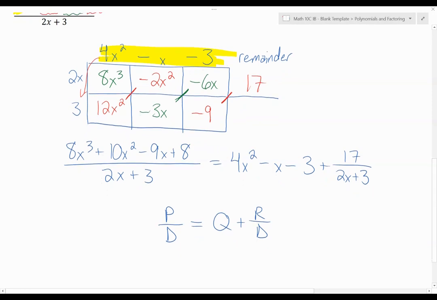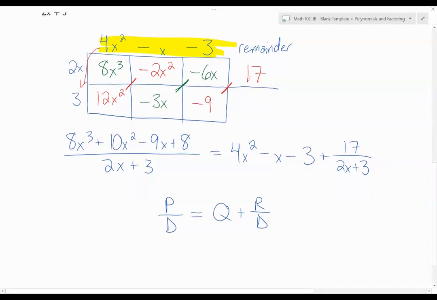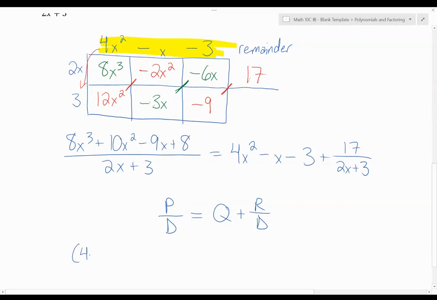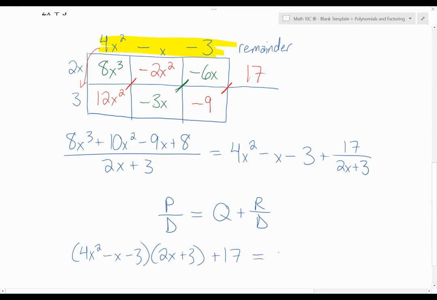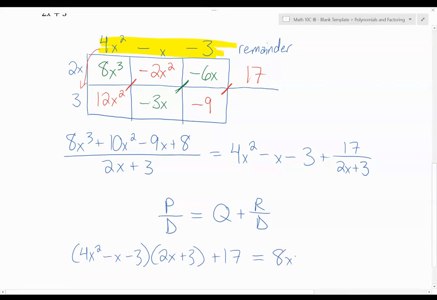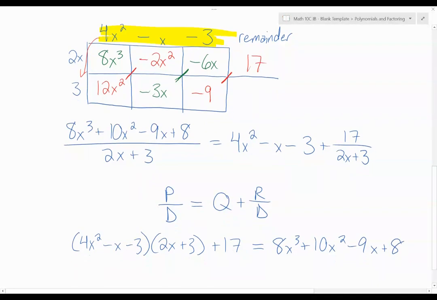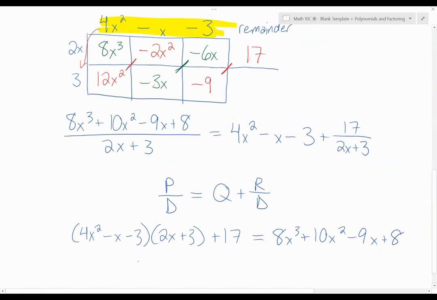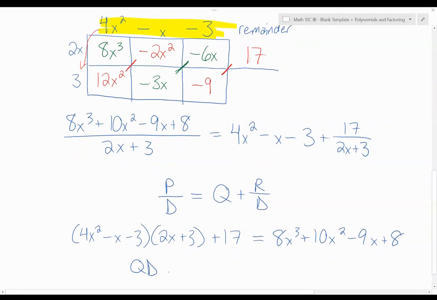There is an alternate form we sometimes write this in because it's equivalent to say that if I were to multiply this back out, so if I were to multiply 4x squared minus x minus 3 times the divisor, 2x plus 3, I would then add the remainder on, and that would return me to my original 8x cubed plus 10x squared minus 9x plus 8. So this form is essentially that the quotient times the divisor plus the remainder equals that numerator polynomial.